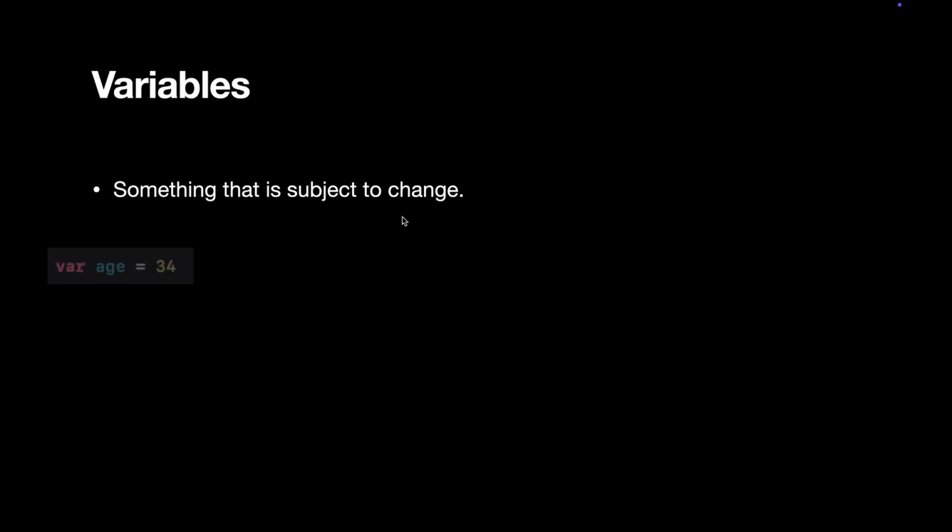Now what are variables? Variables are nothing but properties that are subject to change. So properties that can change are variables. How would you define a variable in Swift? You will say var as the keyword, then the name of the variable, and the value of the variable. In this case, the age is 34. By writing this much code, you have told the compiler that age is a variable and it is subject to change, and the value of that variable is 34.